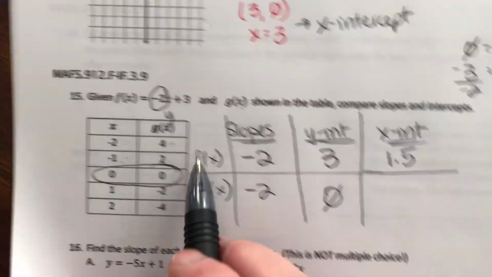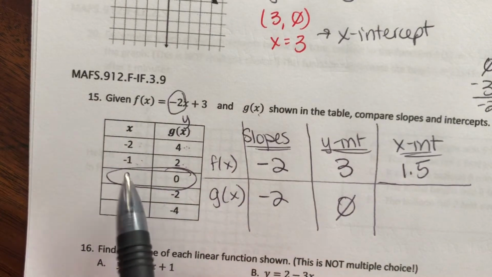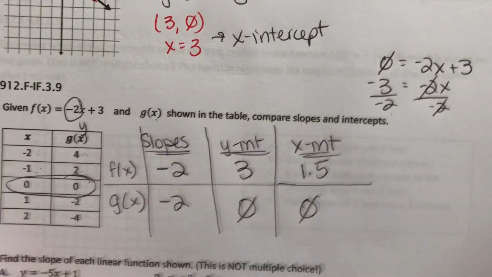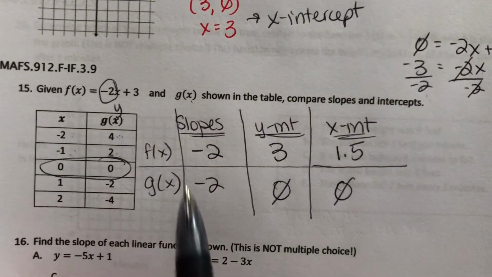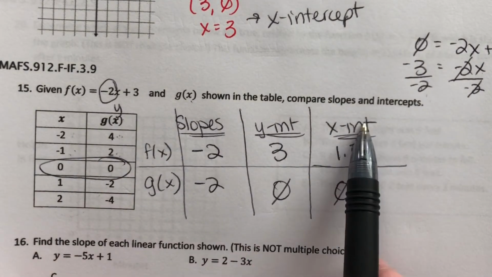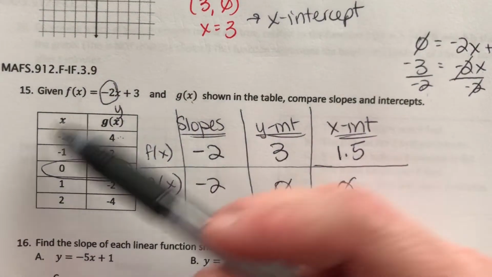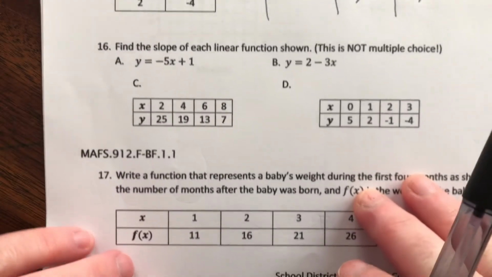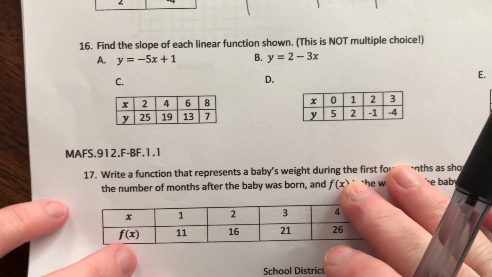And the x-intercept for the table is, what is x when y is 0? X is 0. All right, so here's our little table. We have our slopes, our y-intercept, our x-intercept. The slopes are the same for both of these functions, but nothing else is. Okay, number 16. Find the slope of each linear function shown.